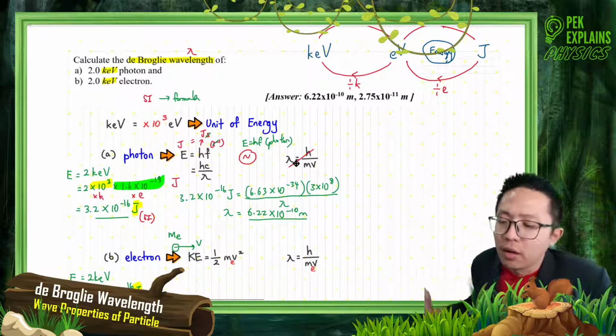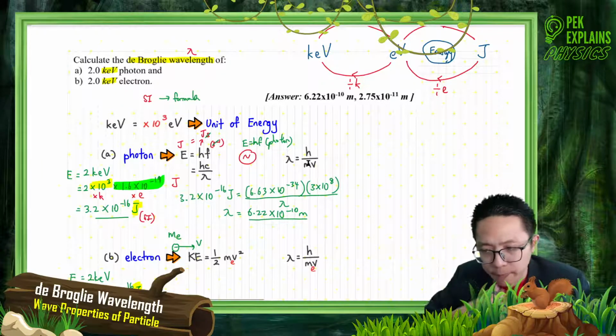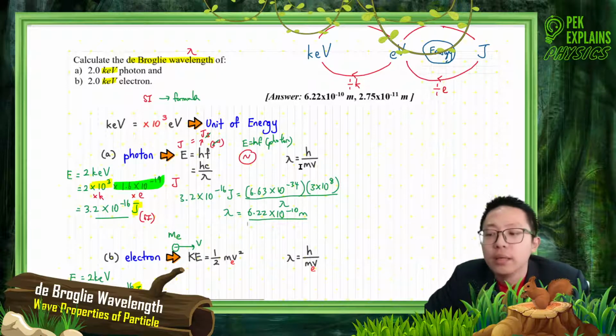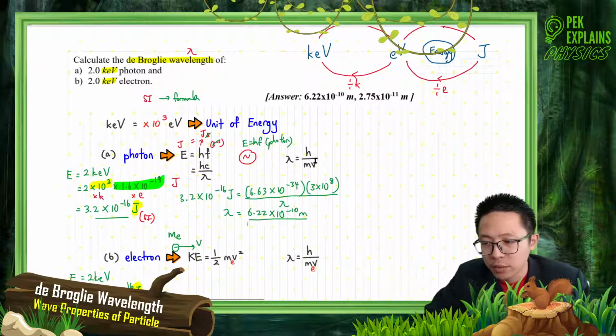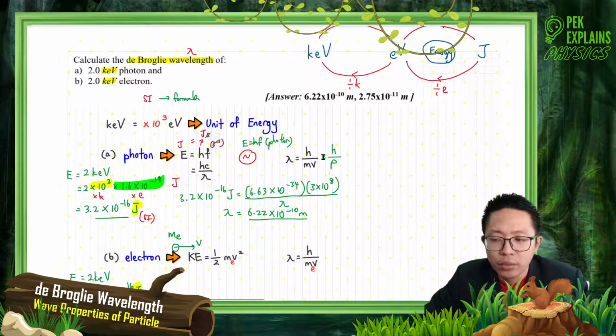All right, now what about the de Broglie wavelength formula, lambda equal to h over mv? Do we really need this formula? For this question, we don't really need it, but this formula still can be used for a photon. You understand me? This lambda equal to h over mv is actually h over momentum. So when do we use the de Broglie formula for a photon? Can we use this for a photon? Can. The answer is can.